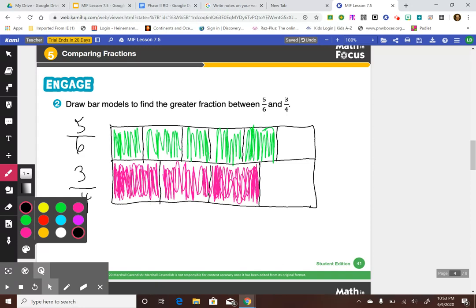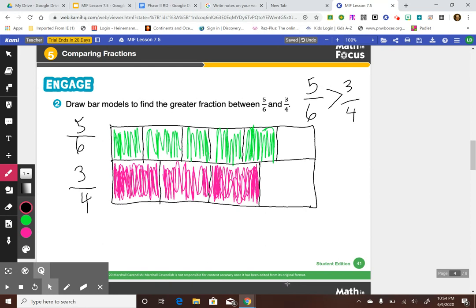5/6 or 3/4? If you said 5/6, you're right. It's bigger. So the number sentence can be 5/6 is greater than 3/4. Or you can also write 3/4 is less than 5/6.